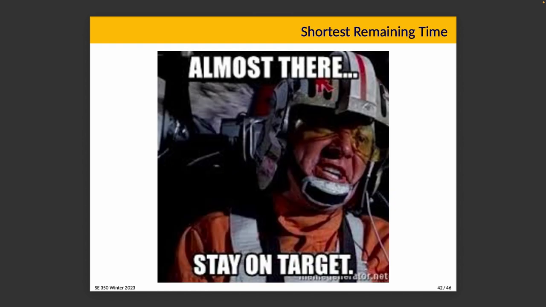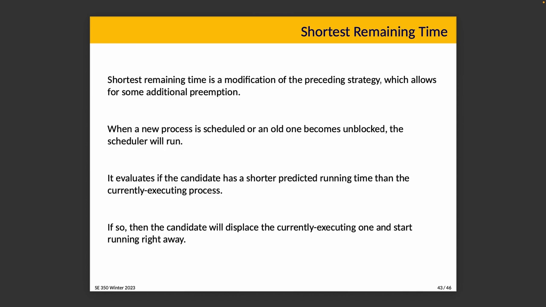And then there is shortest remaining time, almost there, stay on target. Shortest remaining time is a modification of the preceding strategy, which allows for additional preemption. When a new process is scheduled or an old one becomes unblocked, the scheduler will evaluate if it has a shorter predicted running time than the currently executing process. If so, the new or unblocked process will displace the currently executing one and start running right away. So this would potentially allow us to prioritize things that are quick when they show up, right? It arrived, it's ready now, here we go, let's just do it. And that kind of thing is convenient for short running tasks. It's not always convenient for everybody overall, right? That's the problem.